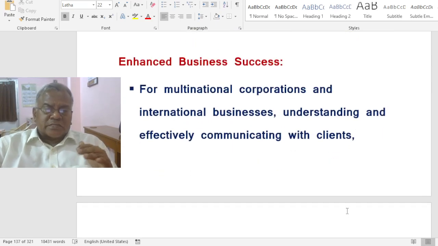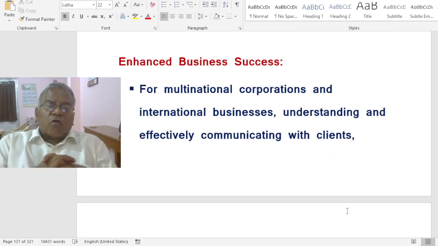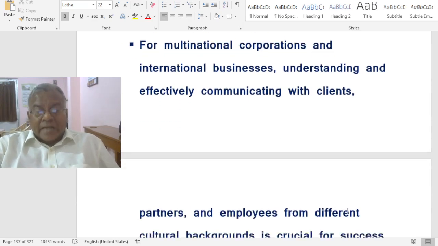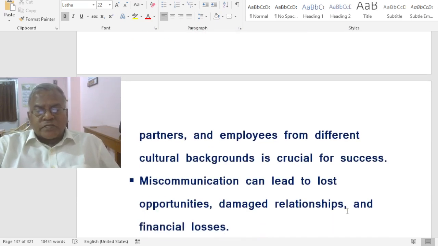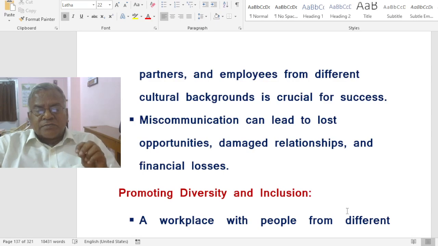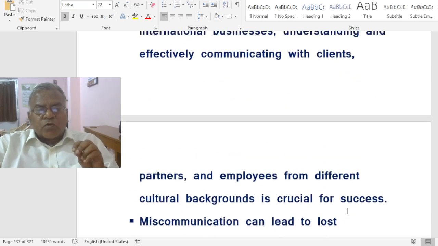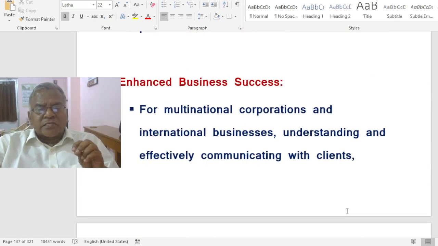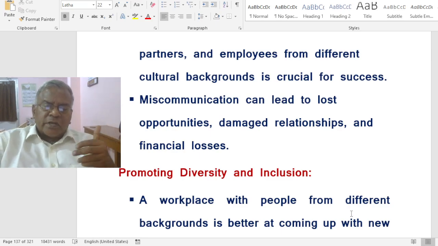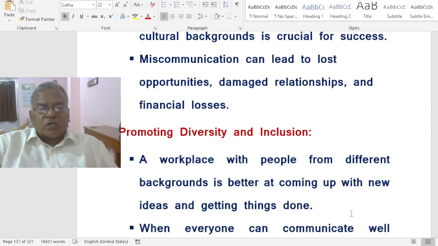Enhanced business success. For multinational corporations and international businesses, understanding and effectively communicating with clients, partners, and employees from different cultural backgrounds is crucial for success. Miscommunication can lead to lost opportunities, damaged relationships, and financial losses. Of course, you must understand this one.